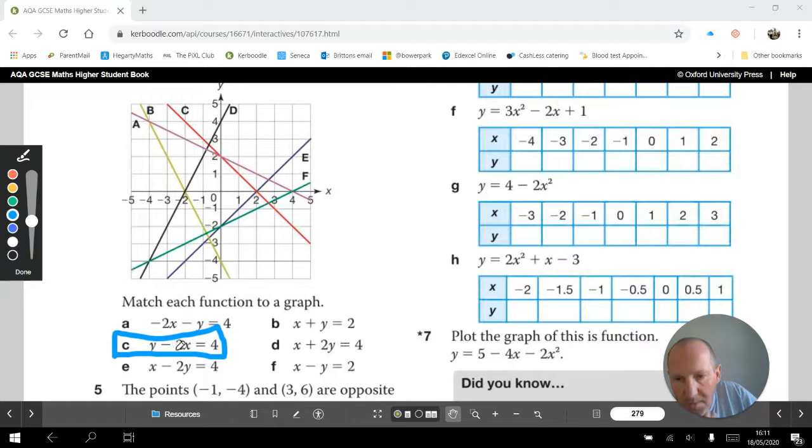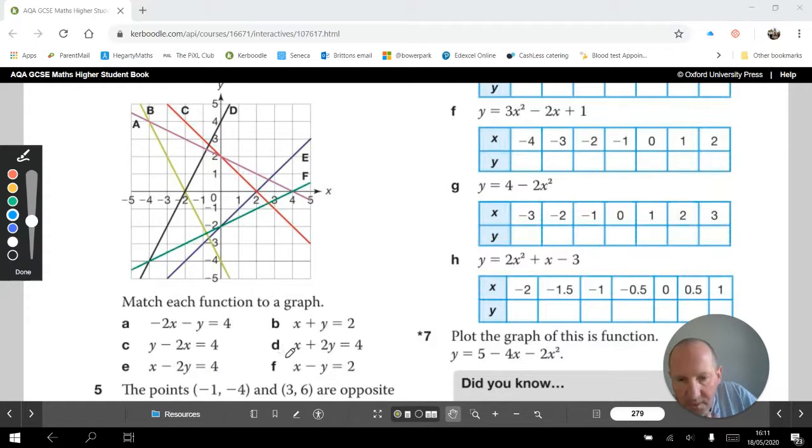So I've got y minus 2x. I'm going to need to take that minus 2x to the other side where it will become plus 2x. So that's now a formula, y equals 2x plus 4. That tells me it goes through at plus 4. There it is, and it's looking the right sort of gradient as well.